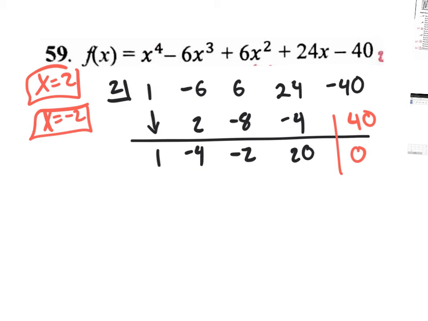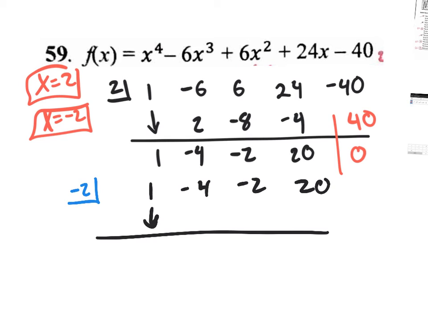Okay, so what could we do now? We could continue to substitute our next answer with the coefficients of the depressed polynomial, right? So let's do that. To break it down further, let's plug in that negative 2 using these coefficients: the 1, the negative 4, the negative 2, and the 20.